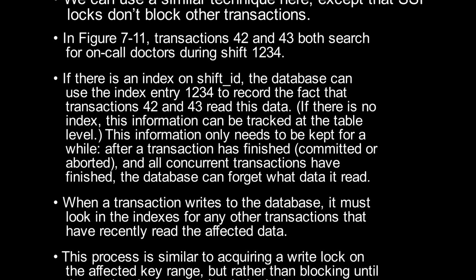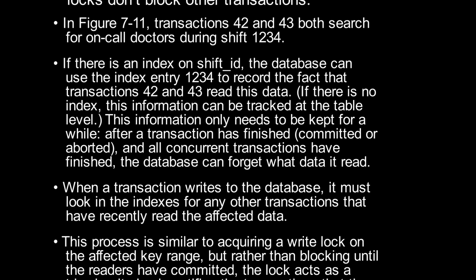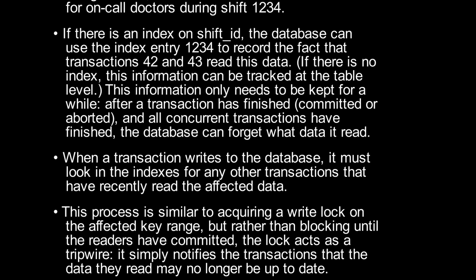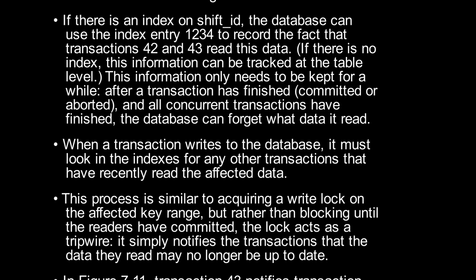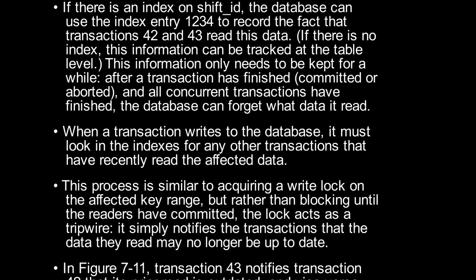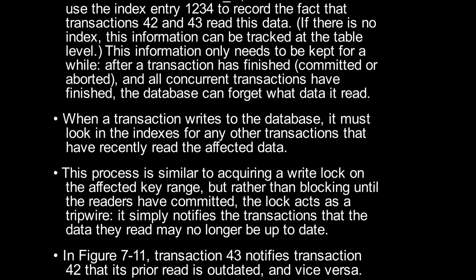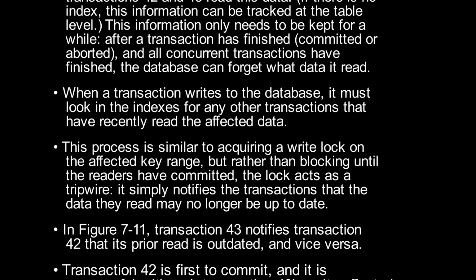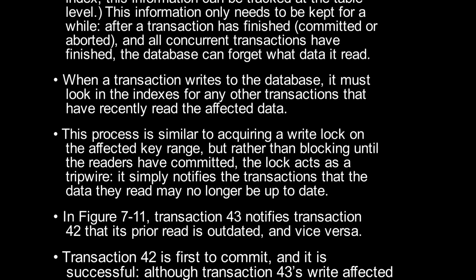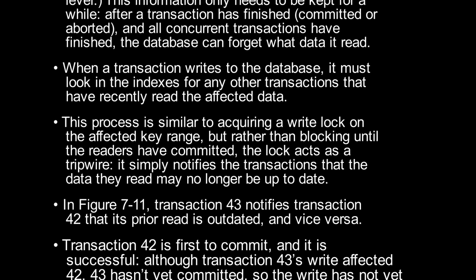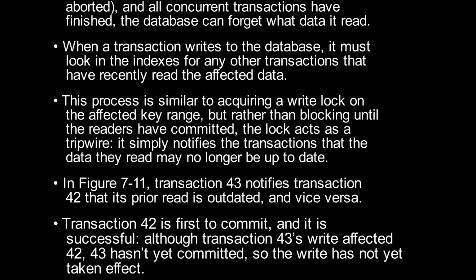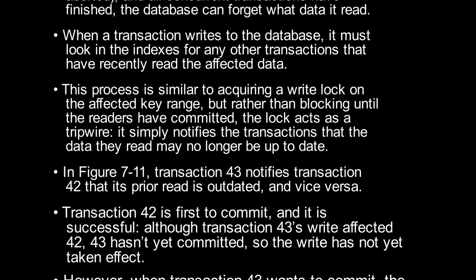When a transaction writes to the database, it must look in the indexes for any other transactions that have recently read the affected data. This process is similar to acquiring a write lock on the affected key range, but rather than blocking until the readers have committed, the lock acts as a tripwire. It simply notifies the transactions that the data they read may no longer be up to date. In Figure 7-11, transaction 43 notifies transaction 42 that its prior read is outdated, and vice versa.